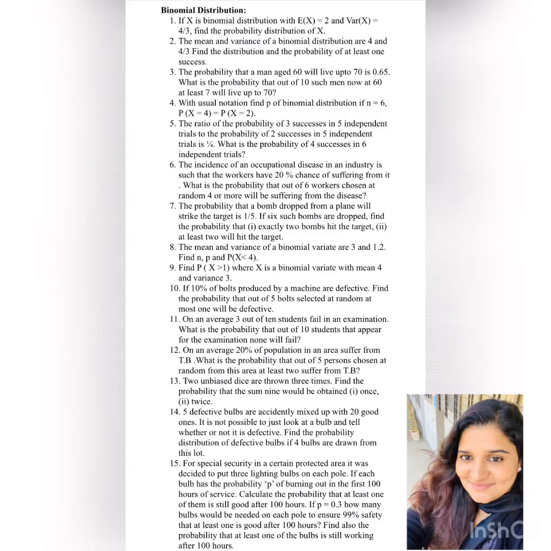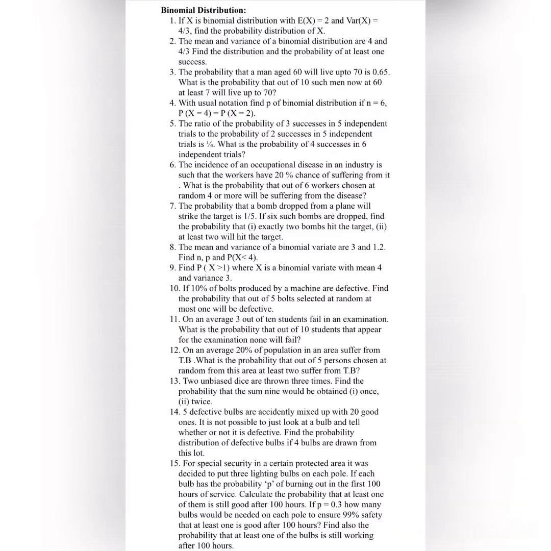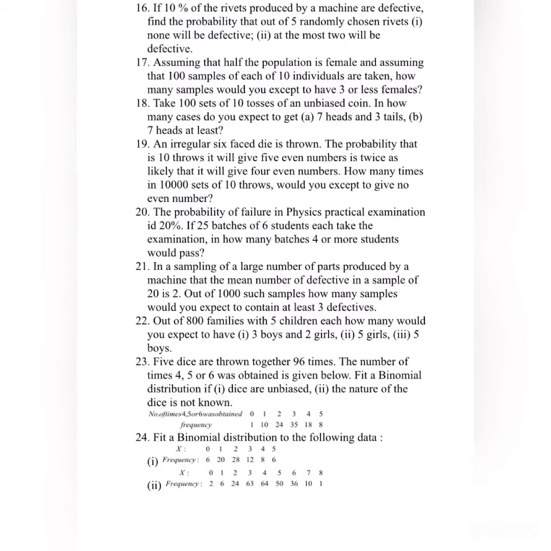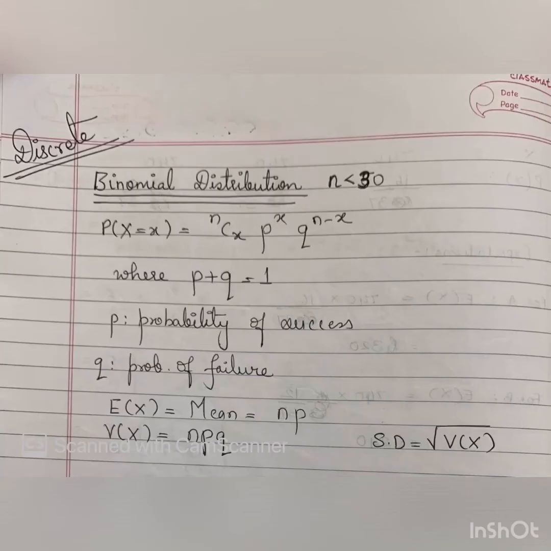Binomial distribution. These are the list of sums which we are going to solve. There are around 24 sums. In the binomial distribution, the probability is nCx, P raised to X, Q raised to N minus X. P is the probability of success, Q is the probability of failure. Total probability is equal to 1, so we say P plus Q is equal to 1.